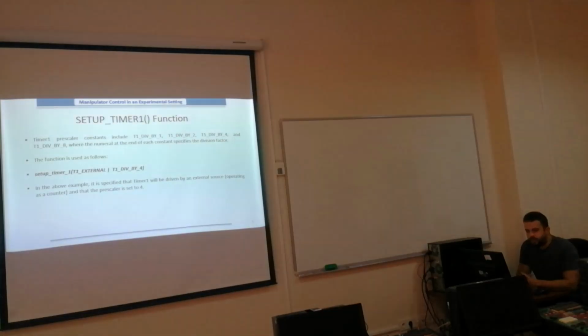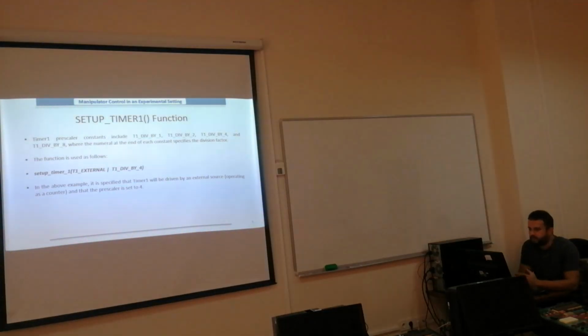Setup timer 1 function. Timer 1 prescaler constants include timer 1 div by 1, 2, 4, and 8, where the numeral at the end of each constant specifies the division factor. An example of this function is given. In the example, it specifies that timer 1 will be driven by an external source operating as a counter, and the prescaler is set to 4.